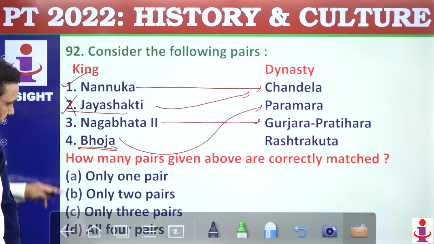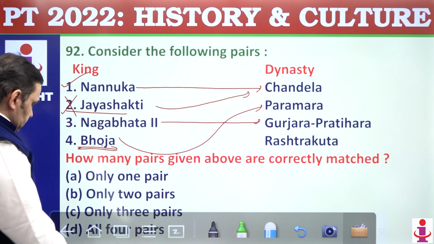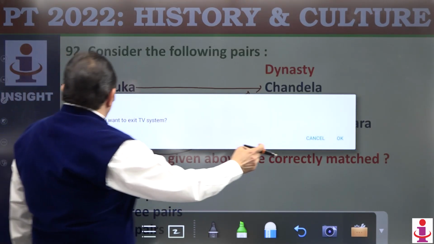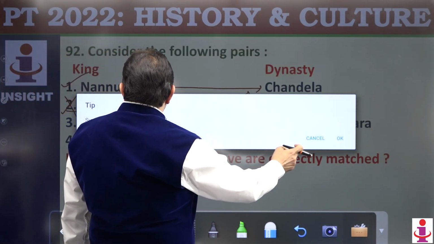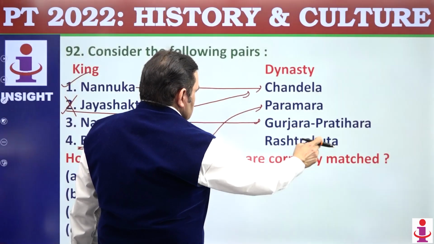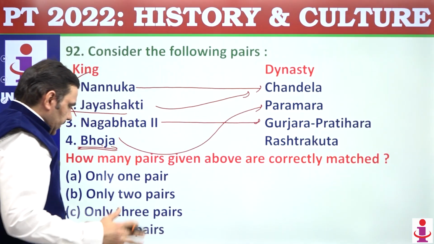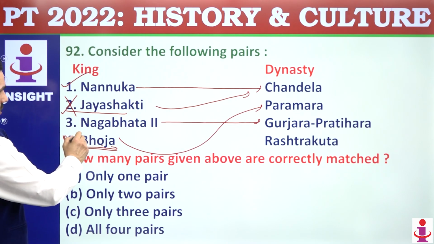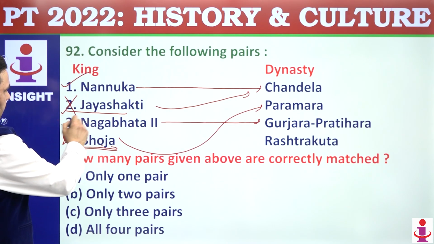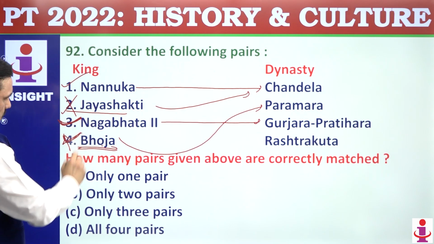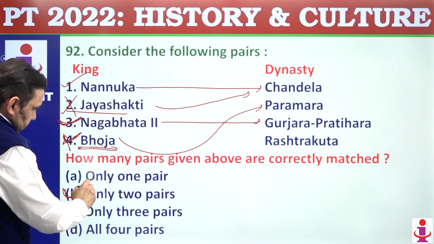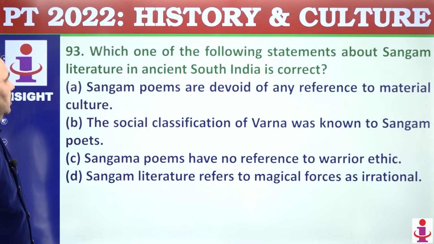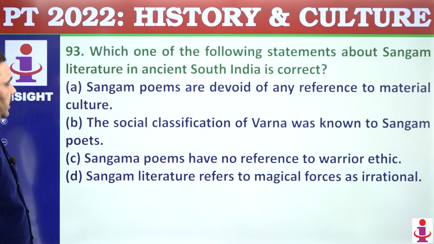So how many pairs are correctly matched here? Only 2 pairs. This is wrong and that is correct. 1 and 3, only 2 pairs are correctly matched. Option is B. 93. Which of the following statements about Sangam literature in ancient India is correct?